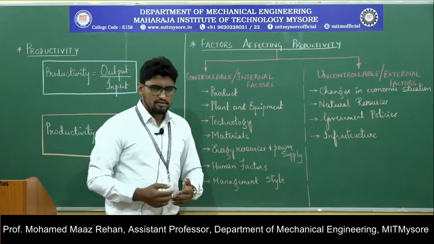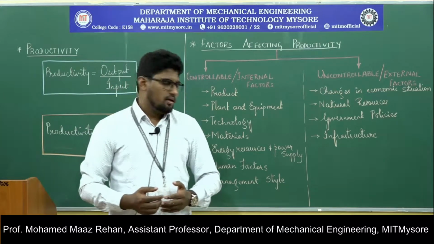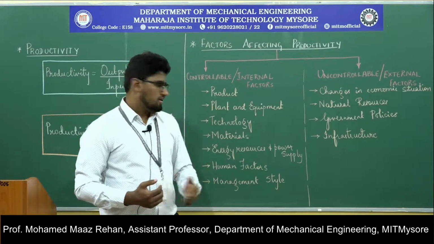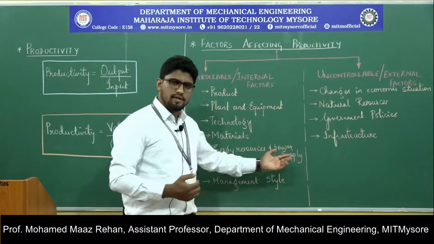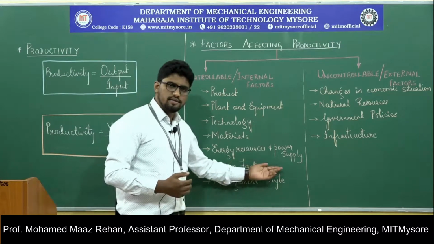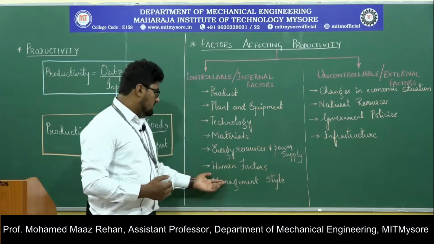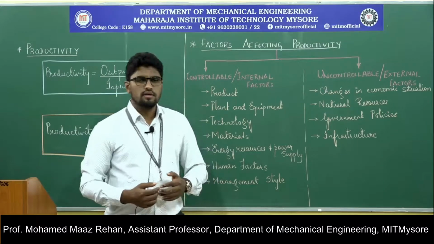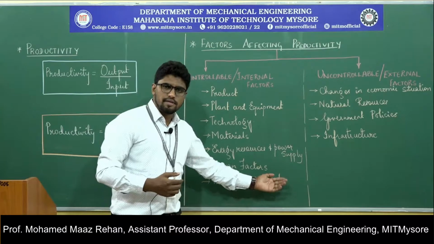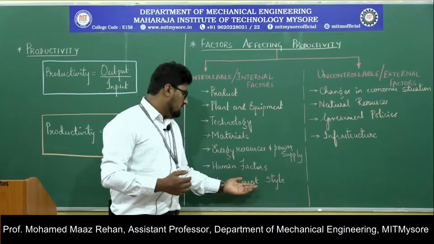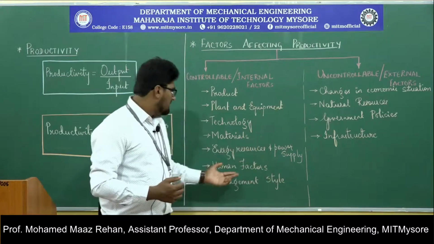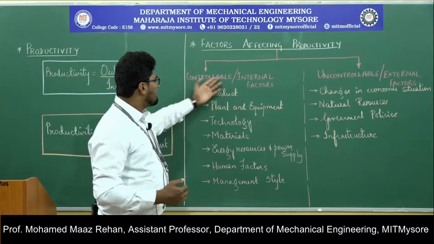Next is human factors. Under human factors, if we give training for the employees, that affects productivity, and the attitudes of the employees also affect productivity. Next is management style. If the management is very dynamic and flexible with the working class, that in turn affects productivity. Okay, these are all the controllable or internal factors.